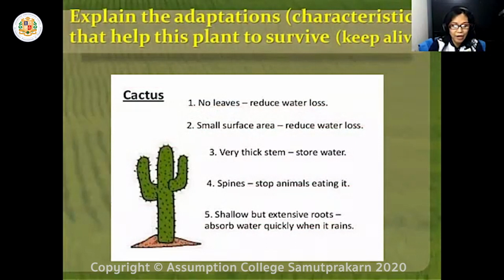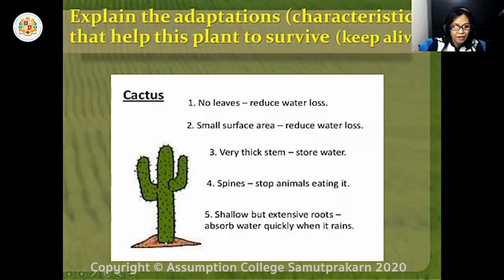Okay, so here I'm going to give you an example of one living thing that has adaptations, or has characteristics that help this plant to survive or keep it alive in its habitat. Do you know where the cactus lives? The cactus lives in a desert. What kind of habitat is desert? Of course, you know that desert is very hot and dry.